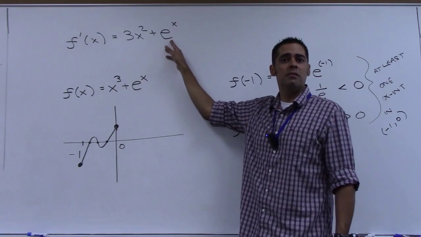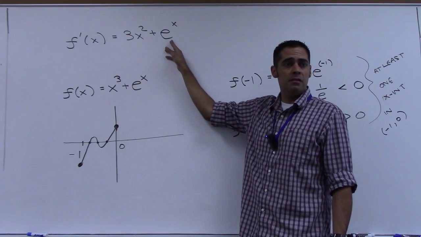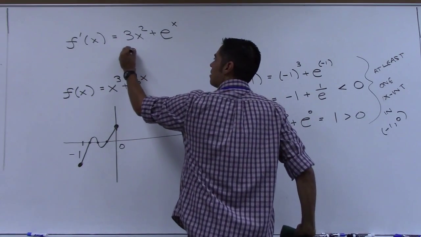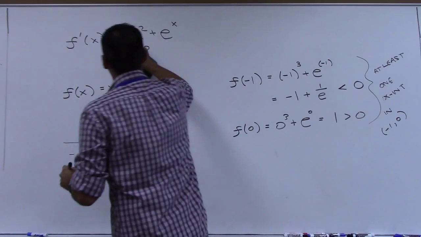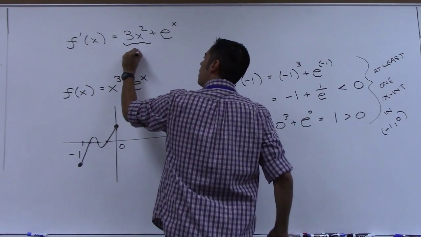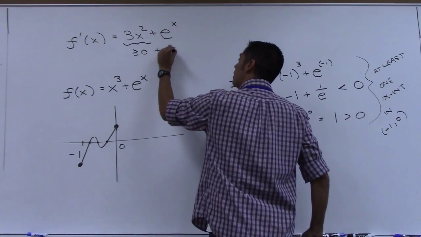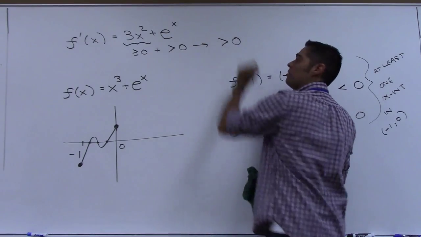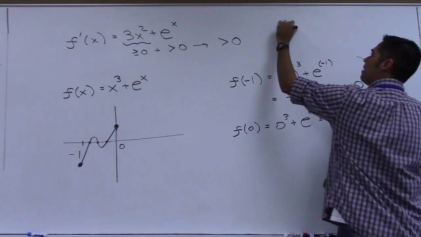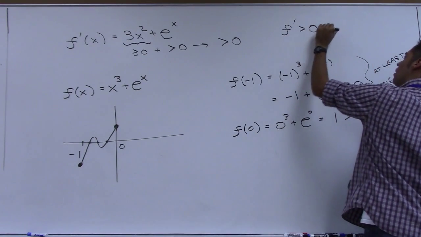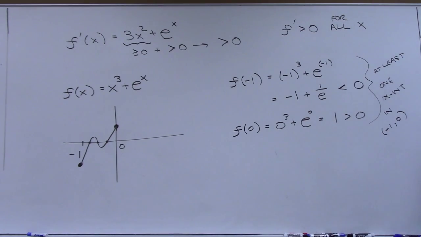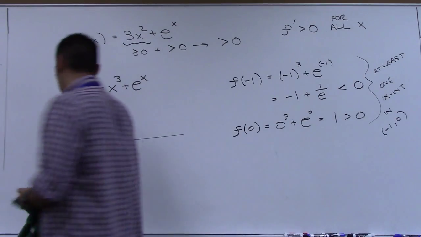E to the x is always positive, isn't it? E to the x, if you graph it, is always above the x-axis. So we're looking at a number that is possibly greater than or equal to 0. Sorry, this right here is always greater than or equal to 0, plus a number that definitely is greater than 0. If you put these two together, would you agree that that has to be greater than 0? Yes? So that means that my derivative is always greater than 0 for all x. Yes? For all x, my derivative is positive, which means my graph is always going up.